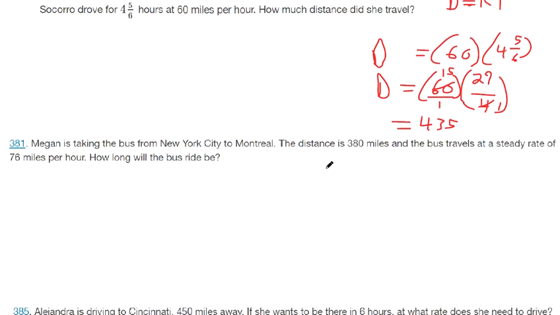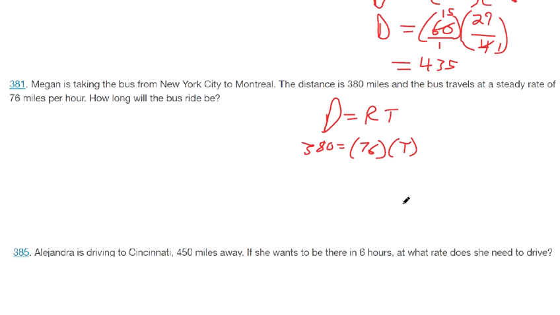So Megan is taking the bus from New York City to Montreal. This time we have the distance. We have 380 miles for the distance traveled. And the bus is traveling at a rate of 76 miles per hour, so we can solve for how long the bus ride is. We can find out what T is.